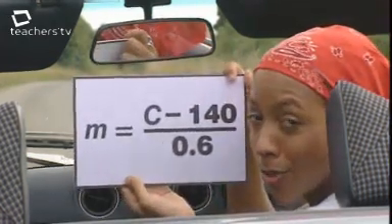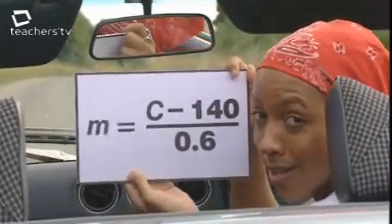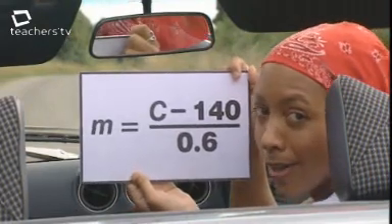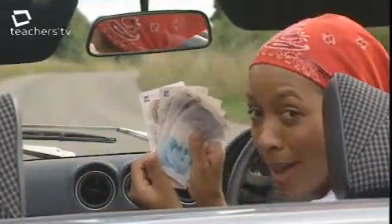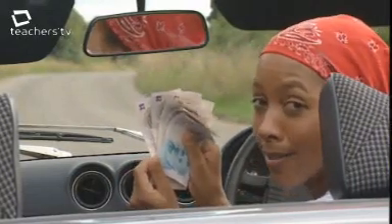Or flip it around to read m equals C minus 140, divided by 0.6. So, if I've got £175 to spend, how many miles can I go?